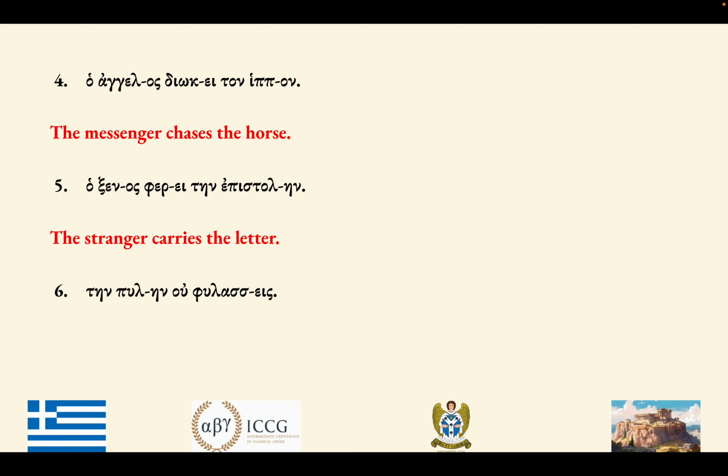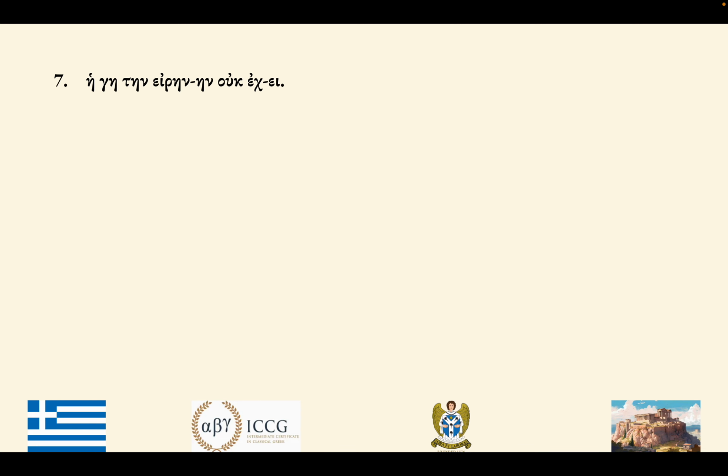Specifically, you have to find it in the verb, foulases. That means you guard. So you guard, or in fact, you do not guard because of the word ou. You do not guard the gate. Then number 7, her ger ten eirenen uk eke. The land does not have peace. Now again, the Greek says the peace, ten eirenen, but in English we wouldn't say the land doesn't have the peace. We would just say the land doesn't have peace.